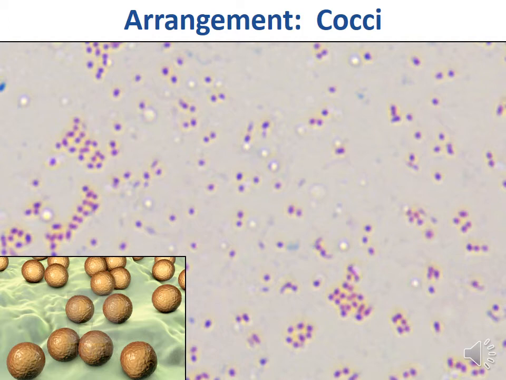What are they doing? So here the morphology would be coccus because of the shape, and the arrangement, the pattern that the group is doing, would also be coccus or cocci. And don't worry too much about coccus being singular, cocci being plural. As long as you spell it correctly, you can use either of those terminologies.